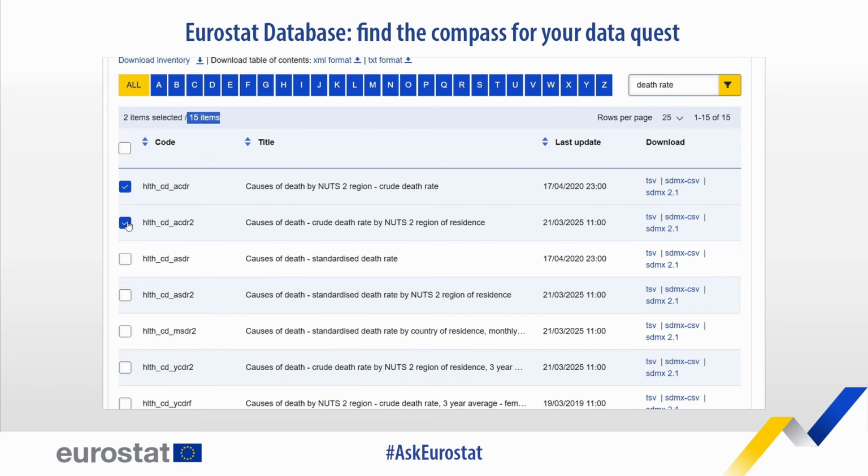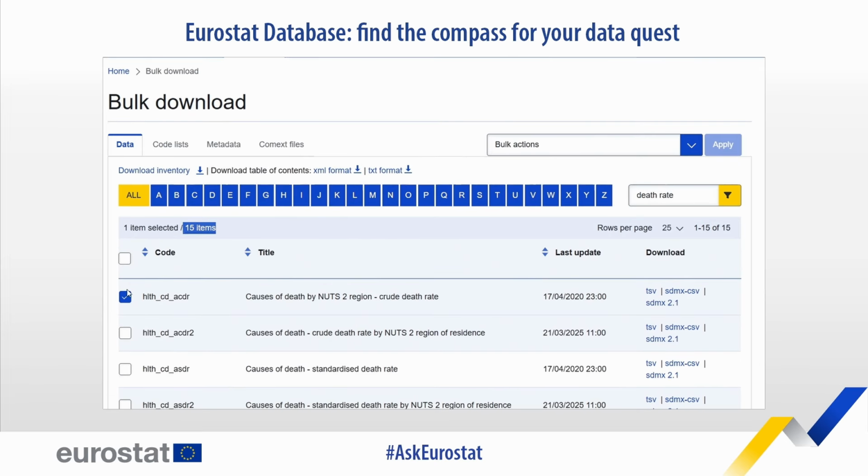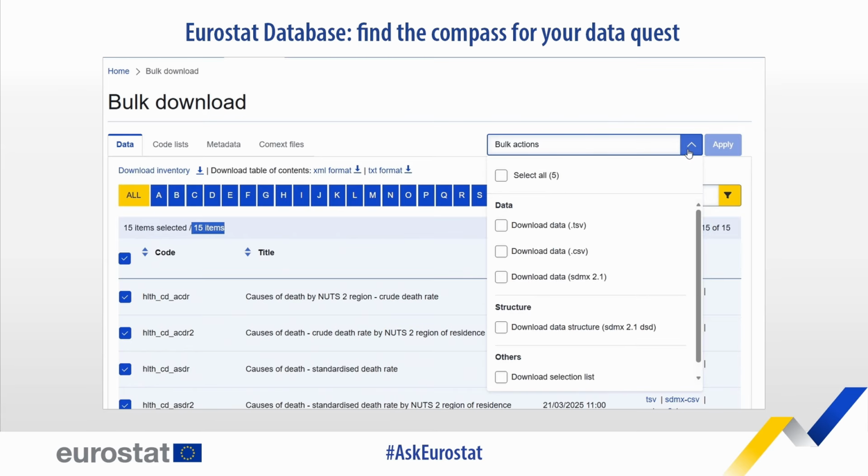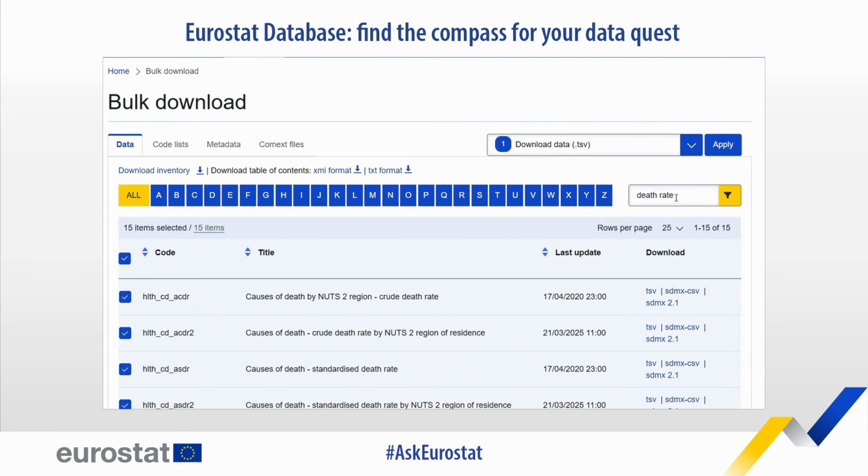If instead we want to explore the data from several datasets, for example these 15 datasets, we don't need to download them one by one. We can speed up the process by selecting all of them, choosing bulk action, selecting the preferred format, clicking apply, and then start.